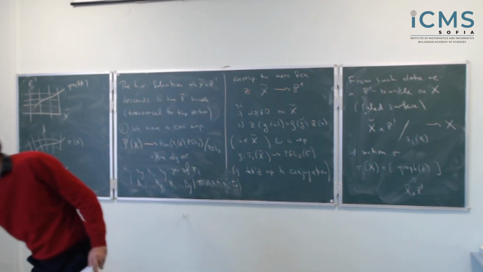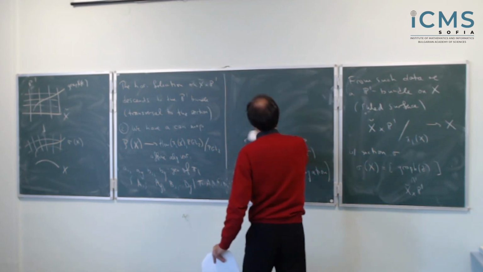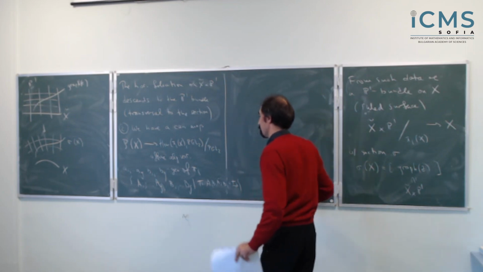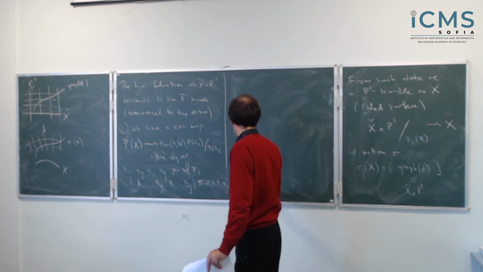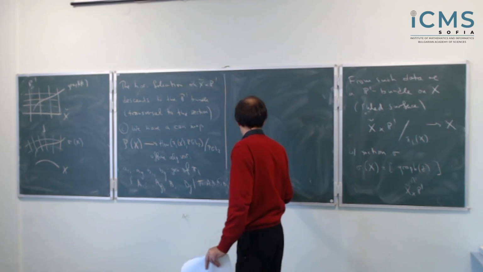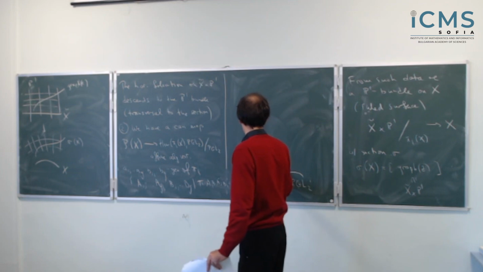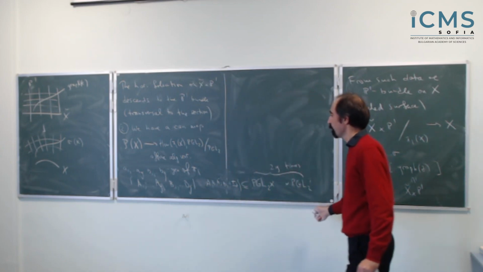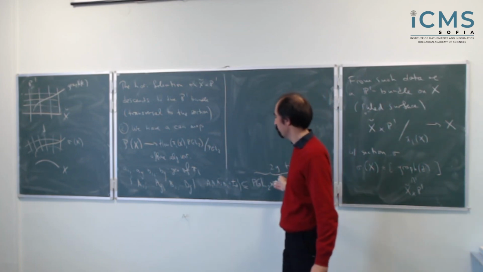So this representation variety is a subset of PGL2 to the 2G power. You can look at matrices in PGL2 that satisfy the defining relation of pi 1, and then you mod this out by simultaneous conjugation.